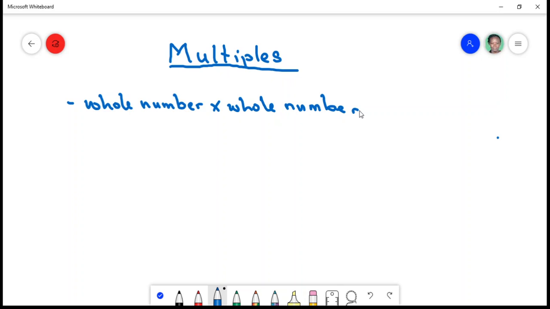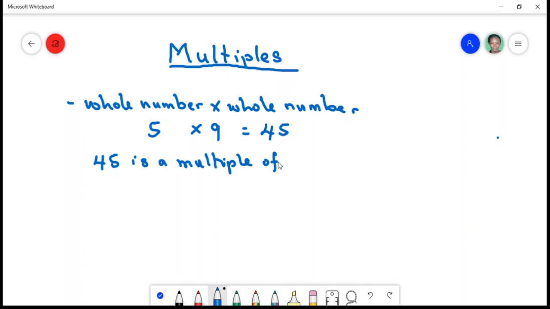So if I have, for example, 5 times 9. 5 is a whole number, 9 is also a whole number. If I multiply 5 times 9, what do I get? You realize that I have 45. So from here, we can say that 45 is a multiple of 5, or a multiple of 9.